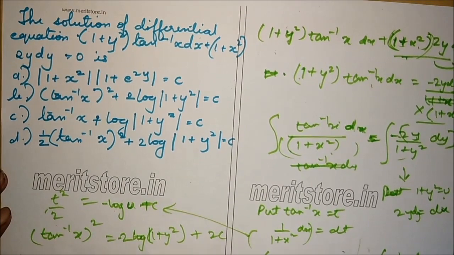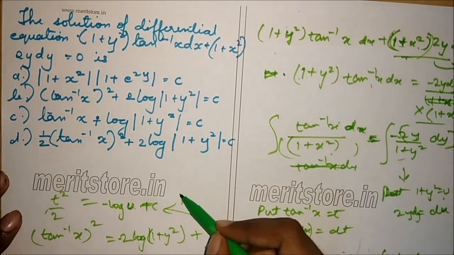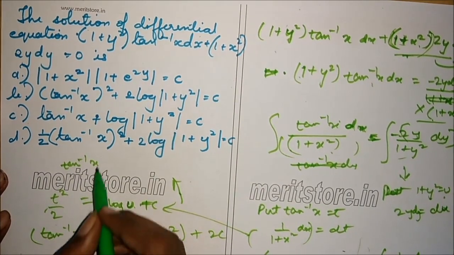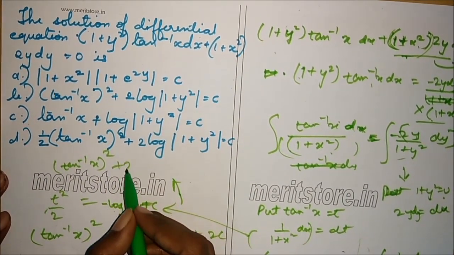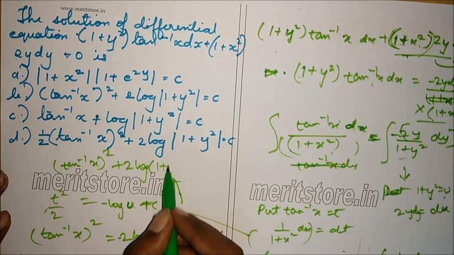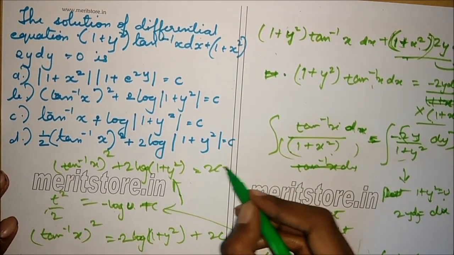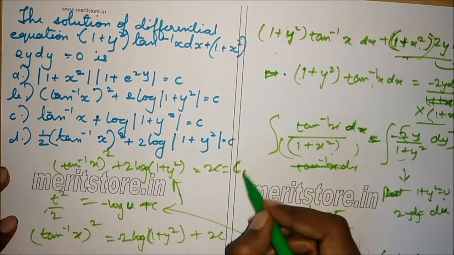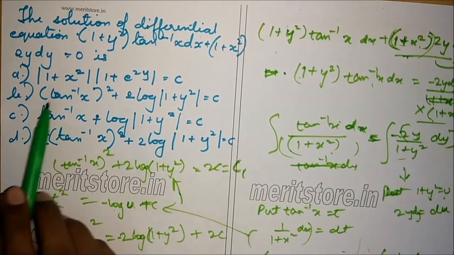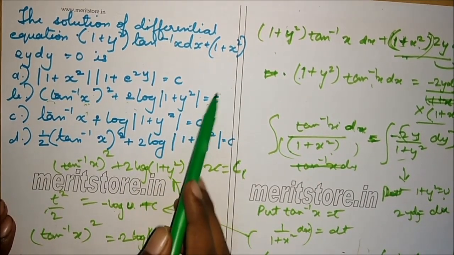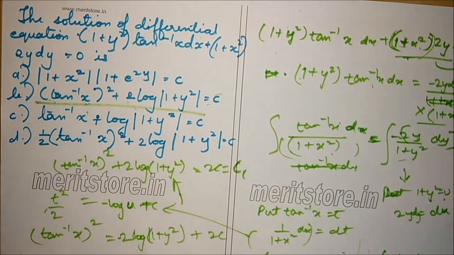So we bring all the terms on one side, and we'll be getting tan inverse of x the whole square plus 2 times log of 1 plus y square is equal to 2c, or that is c1. Let this be c1. So the answer is tan inverse of x the whole square plus 2 log of 1 plus y square equals c, a constant, which is option B.